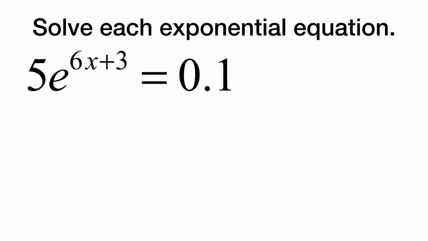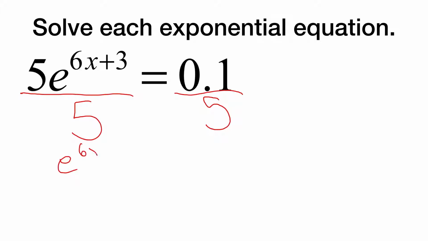Okay, so now let's try this one. Now you might think that the first step is to write log of 5e, but that is wrong. The fact is, if you're thinking that, you're not realizing that 5e is two separate numbers, two separate terms. So what we have to do first is divide by 5, because 5 is not being raised to the 6x plus 3. So this means e to the 6x plus 3 is equal to 0.02.